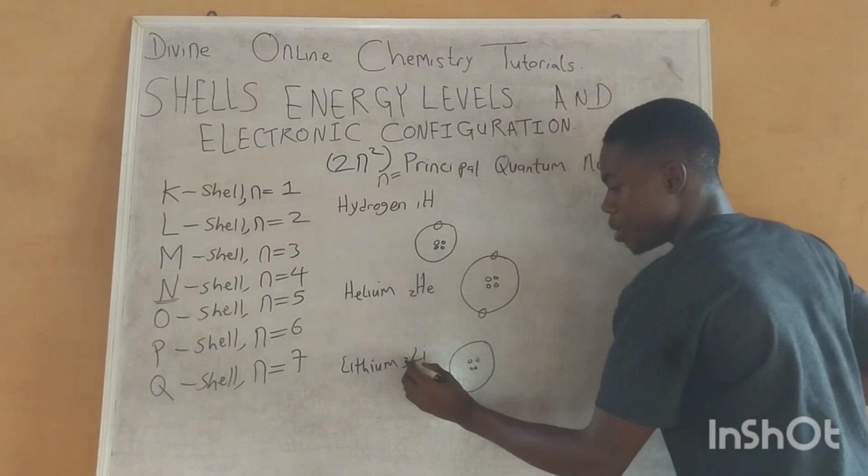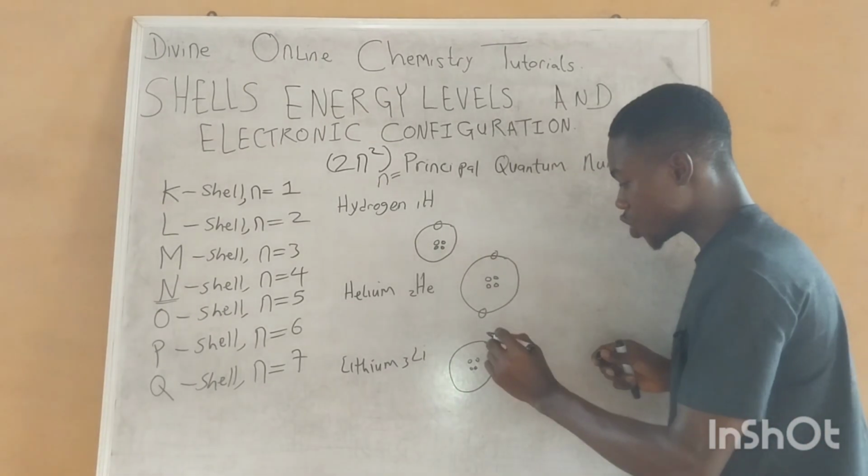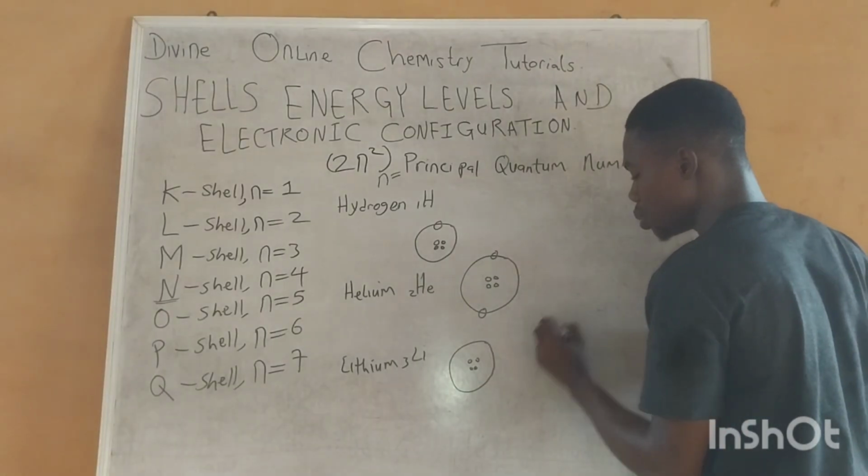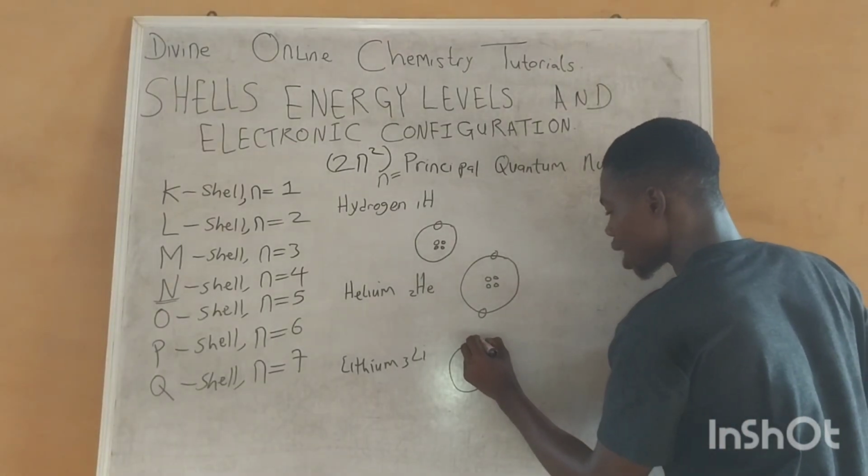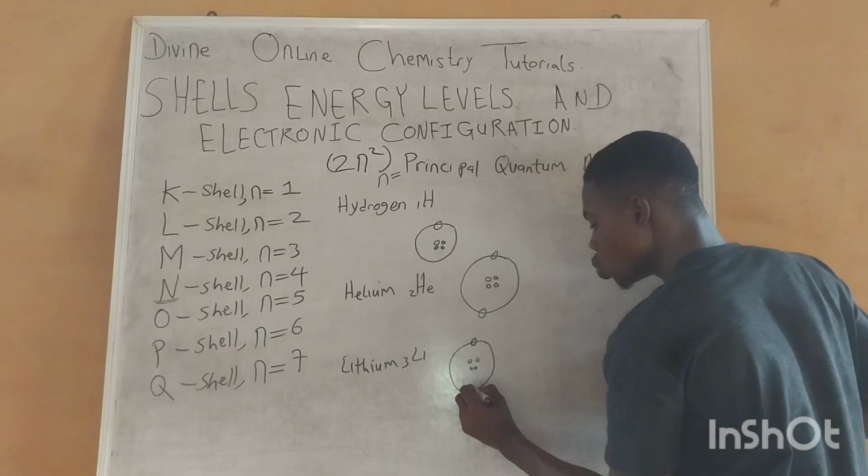Don't forget that lithium has 3 electrons. So you start with the first shell, which is the K shell. The K shell can carry a maximum number of 2 electrons.